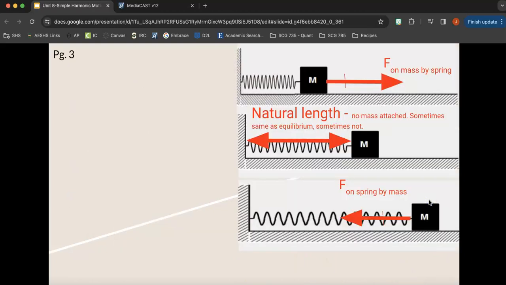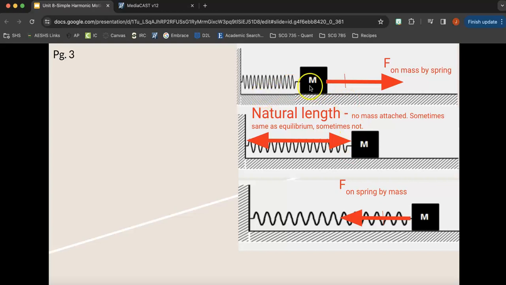On page 2, sorry, not page 3, page 2, we're going to add some notes. If we have a horizontal mass on a spring, the natural length actually is equilibrium, so that middle picture is equilibrium. Sometimes natural length and equilibrium are the same, sometimes not. Equilibrium is when the mass is at rest, like you put the mass on the spring and it comes to rest. In our lab yesterday, the natural length and the equilibrium length were not the same.